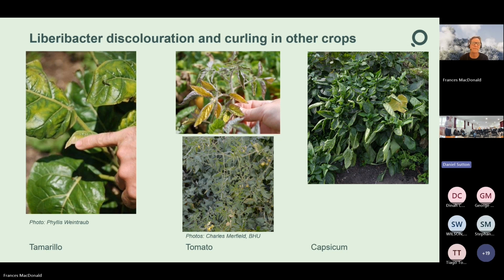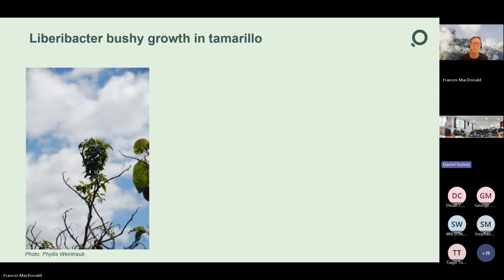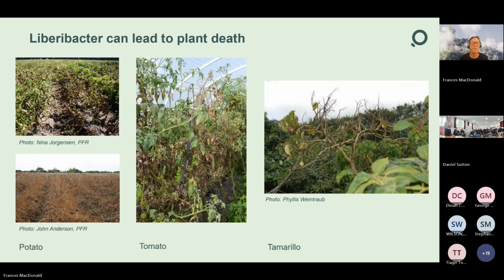Next one, please. This is the bushy growth in Tamarillo, so kind of a similar response as potato. Next one. Like I said, it can lead to plant death, and that's, I think, how they found it here at the Pukekohe Research Station in 2008-9, because all of a sudden those plants started to die quite quickly. And you can see that even the Tamarillo tree will basically die because of Liberibacter infections. Next one, please.